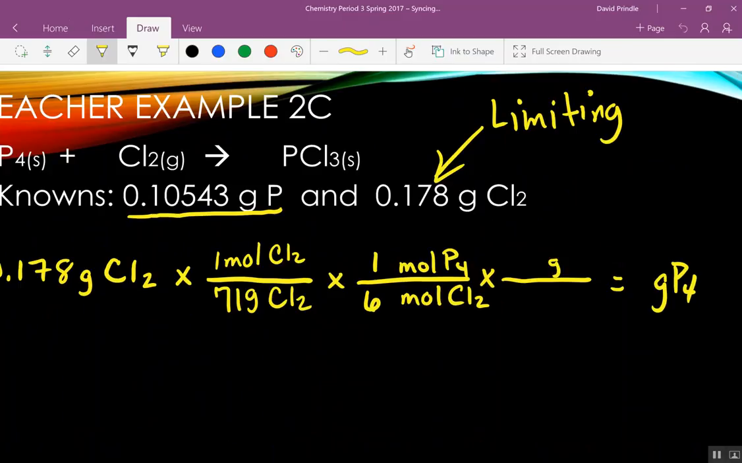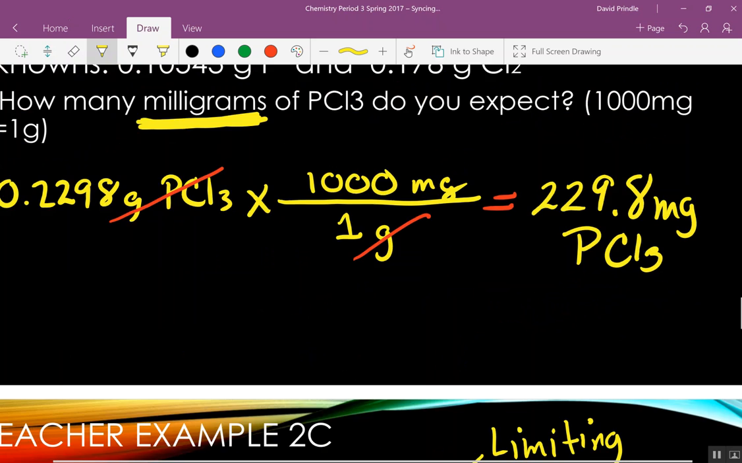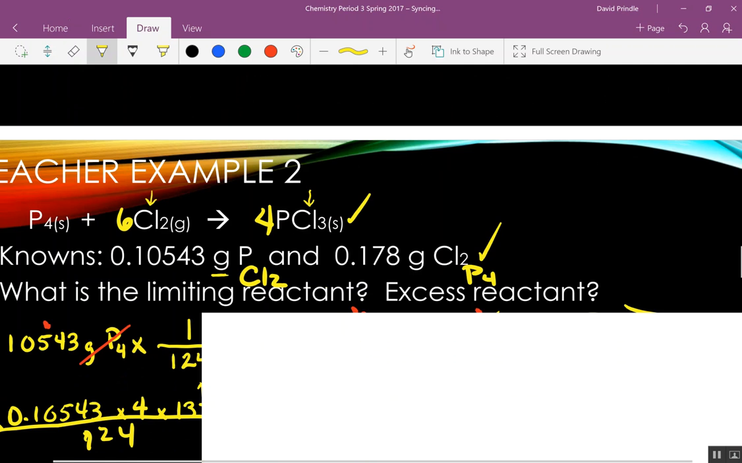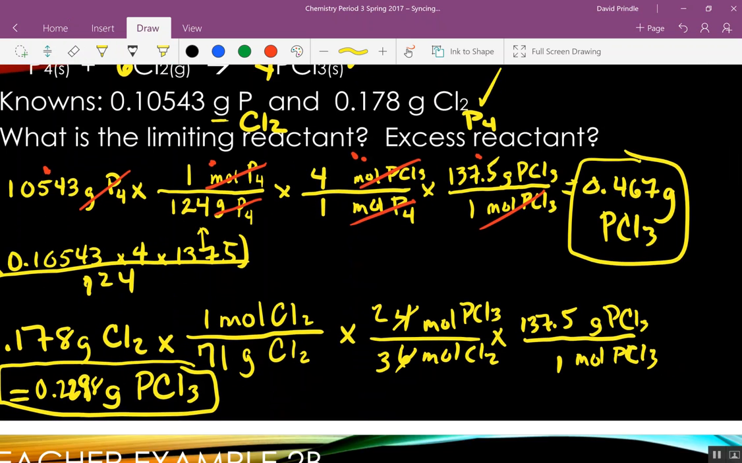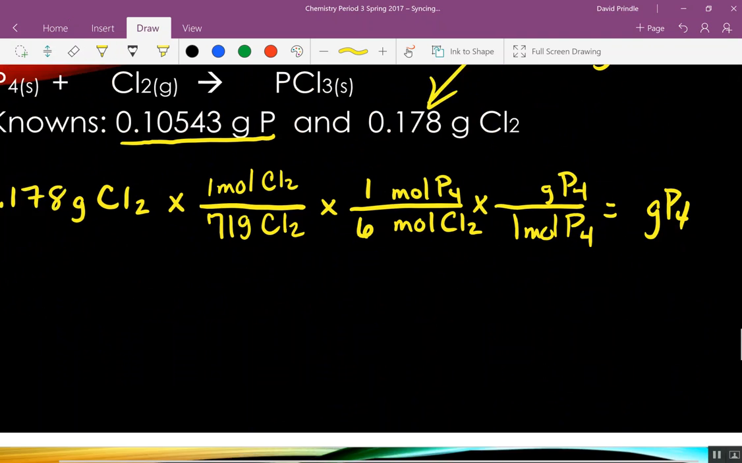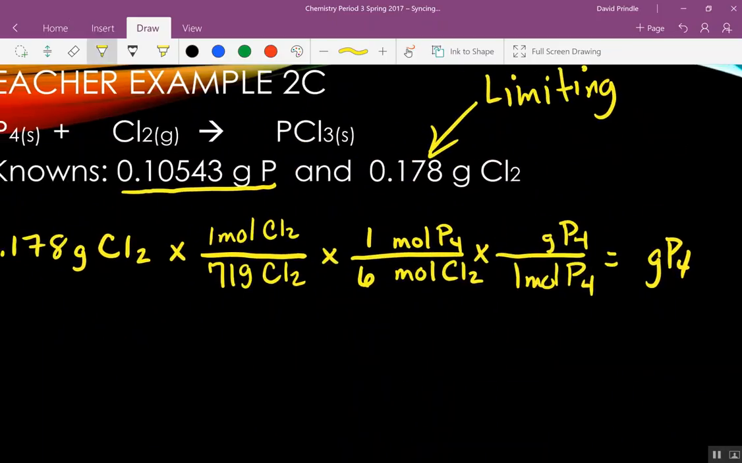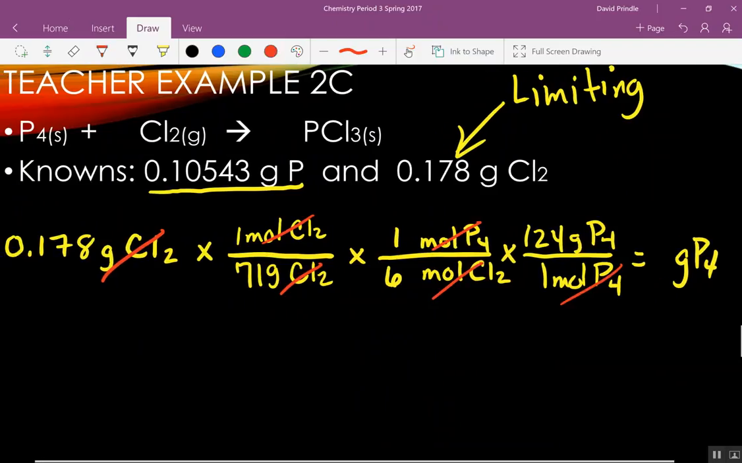And then what do we say the molar mass of P4 is? Somebody tell me. It's up at the beginning of the problem. The molar mass is 124. Thank you. All right. So cancel out our units. So multiply your top together. Divide by your bottoms. This is 71 right here.